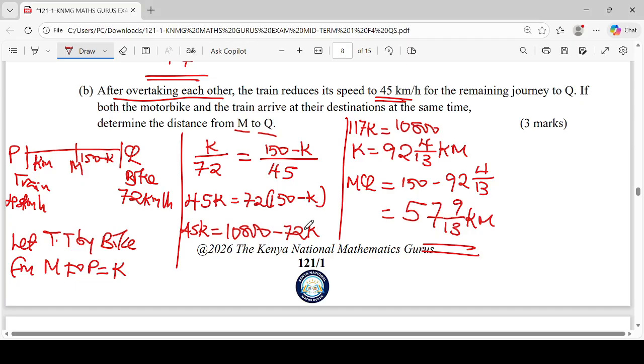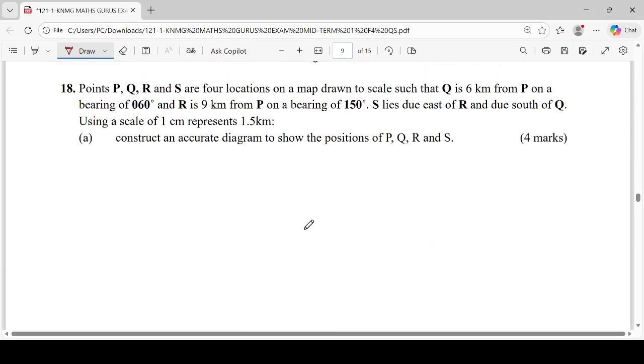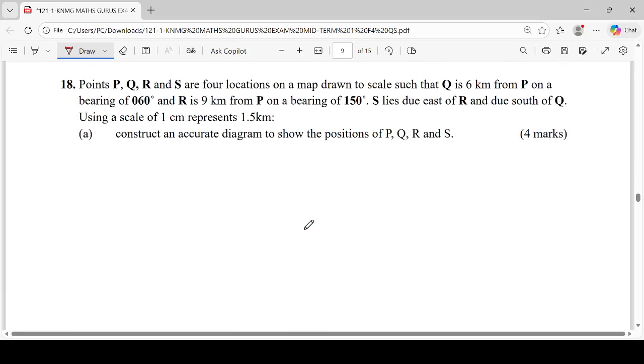Allow me to proceed now to question number 18. That is a question on geometry.